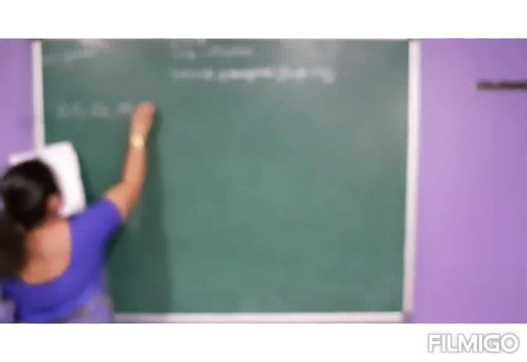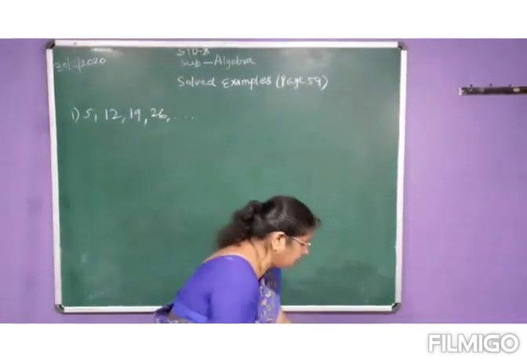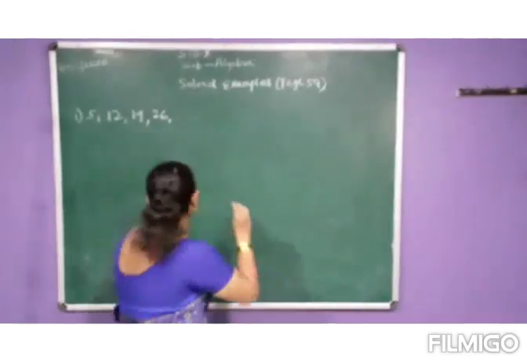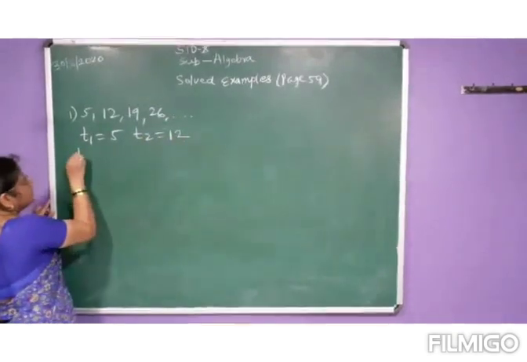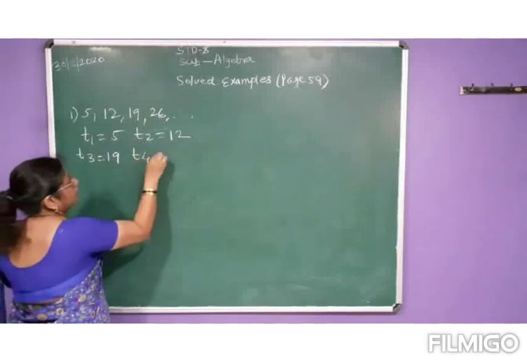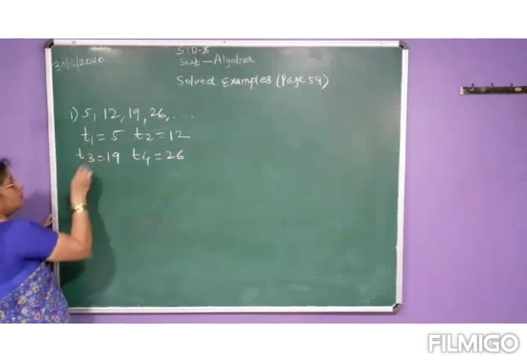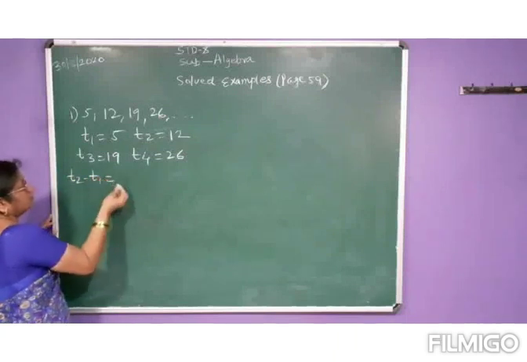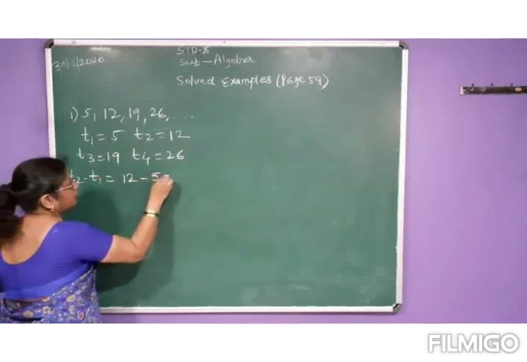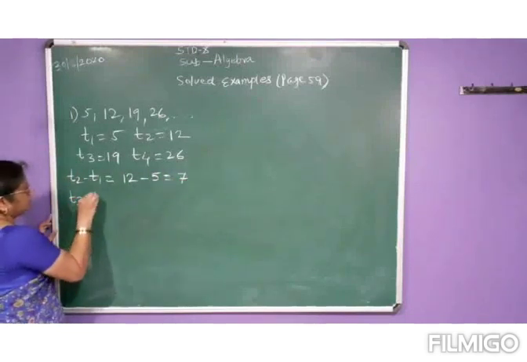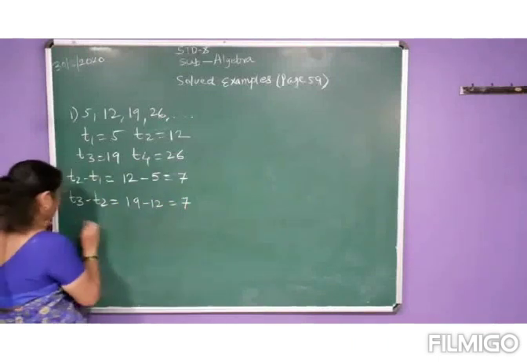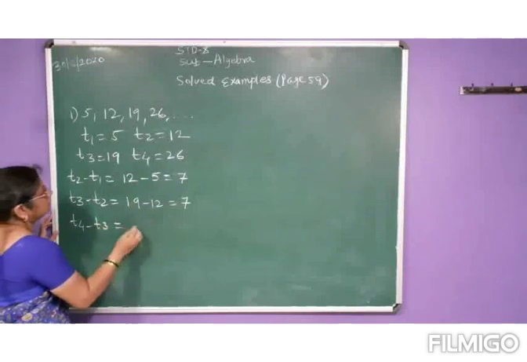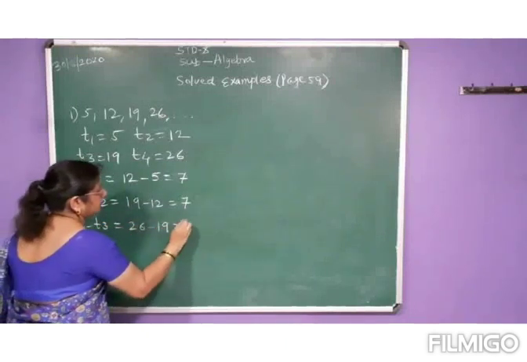Now, we will see the first one. First is 5, 12, 19, 26. This is the first example which is given over here. So, here we will write first T1 is equal to 5, T2 is equal to 12, T3 is equal to 19 and T4 is equal to 26. Now, we will do first T2 minus T1. T2 is 12 minus 5, so 7. Then T3 minus T2, that is 19 minus 12, 7. T4 minus T3, 26 minus 19, that is 7.